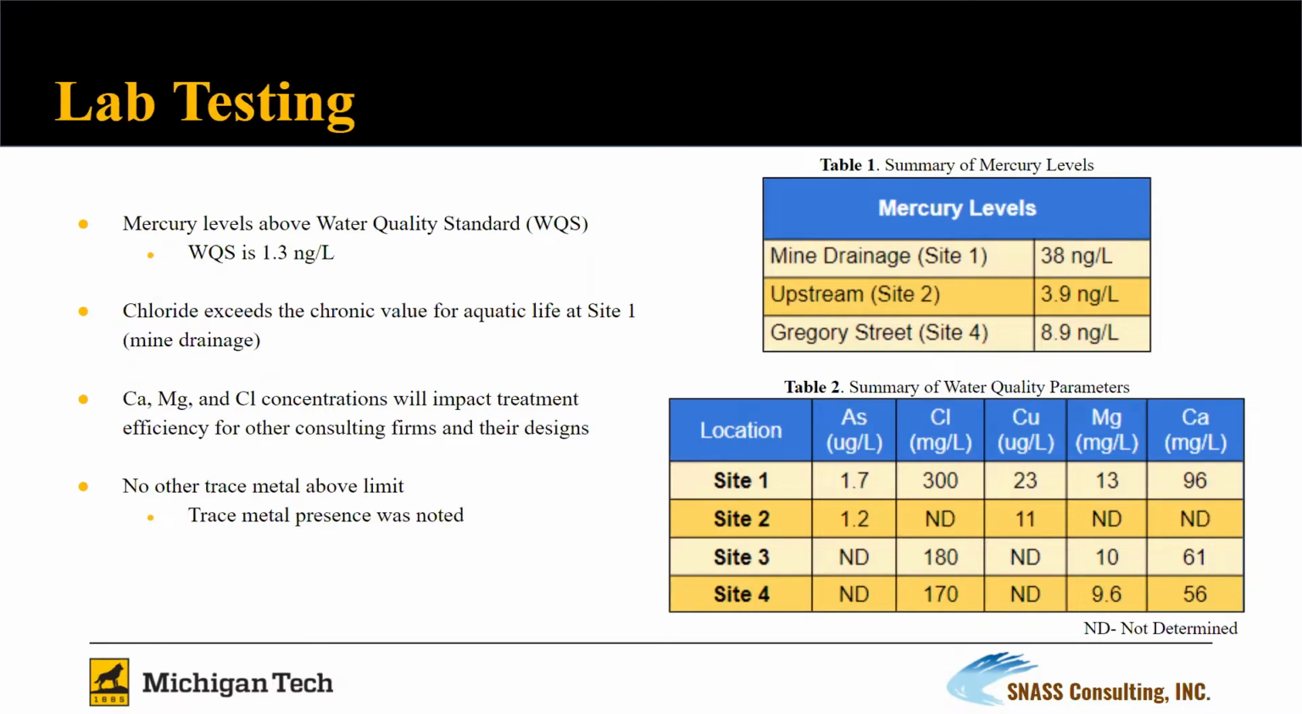Even the upstream location, which we weren't sure at the time whether this would be the case or not, but through the testing, we discovered that it was. Also, the chloride level at site 1 exceeds the chronic limit. As you can see through the table, that level was 300 milligrams per liter. The presence of other ions such as calcium and magnesium should be noted as well, since that impacts some of the other consulting firms' results. This goes for the other trace metals as well.